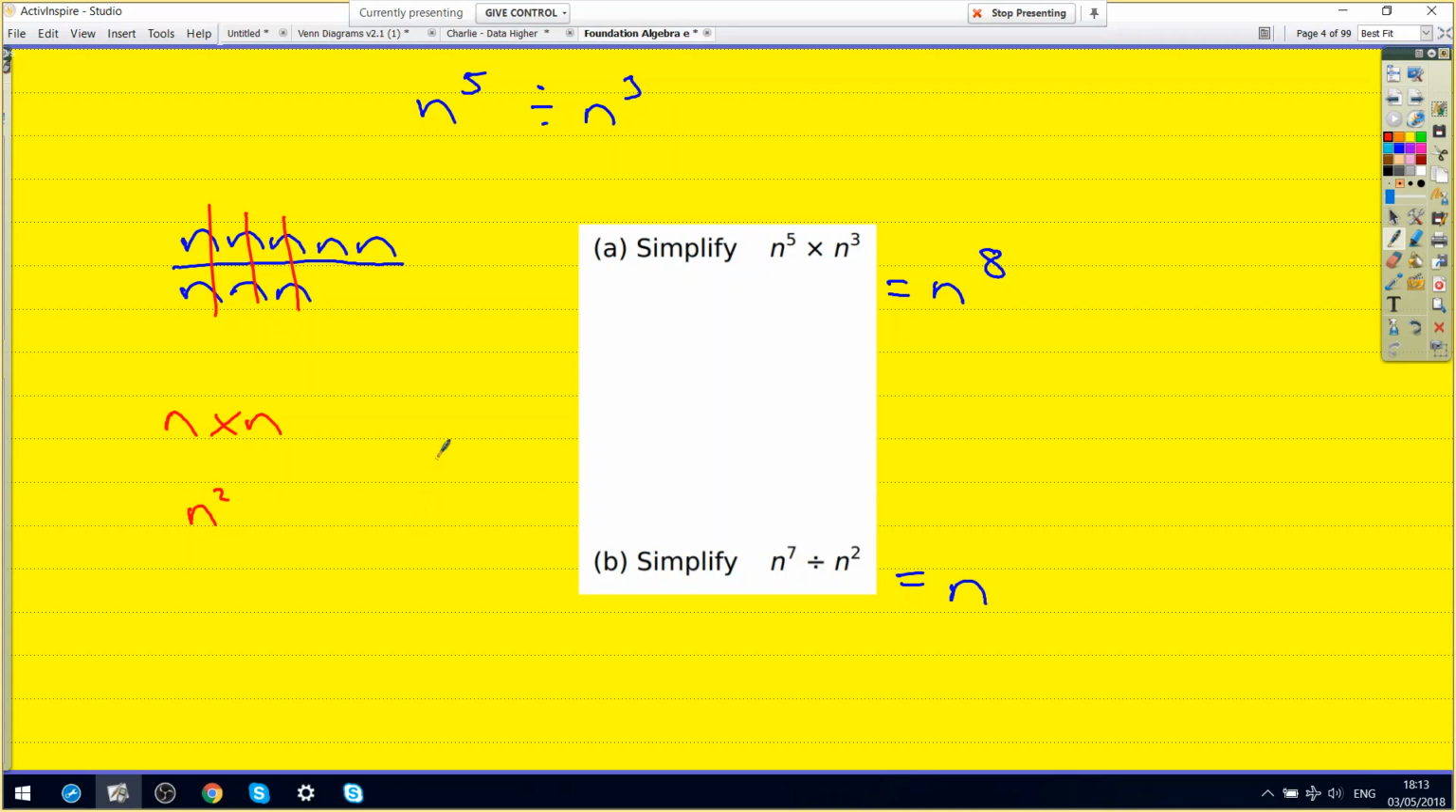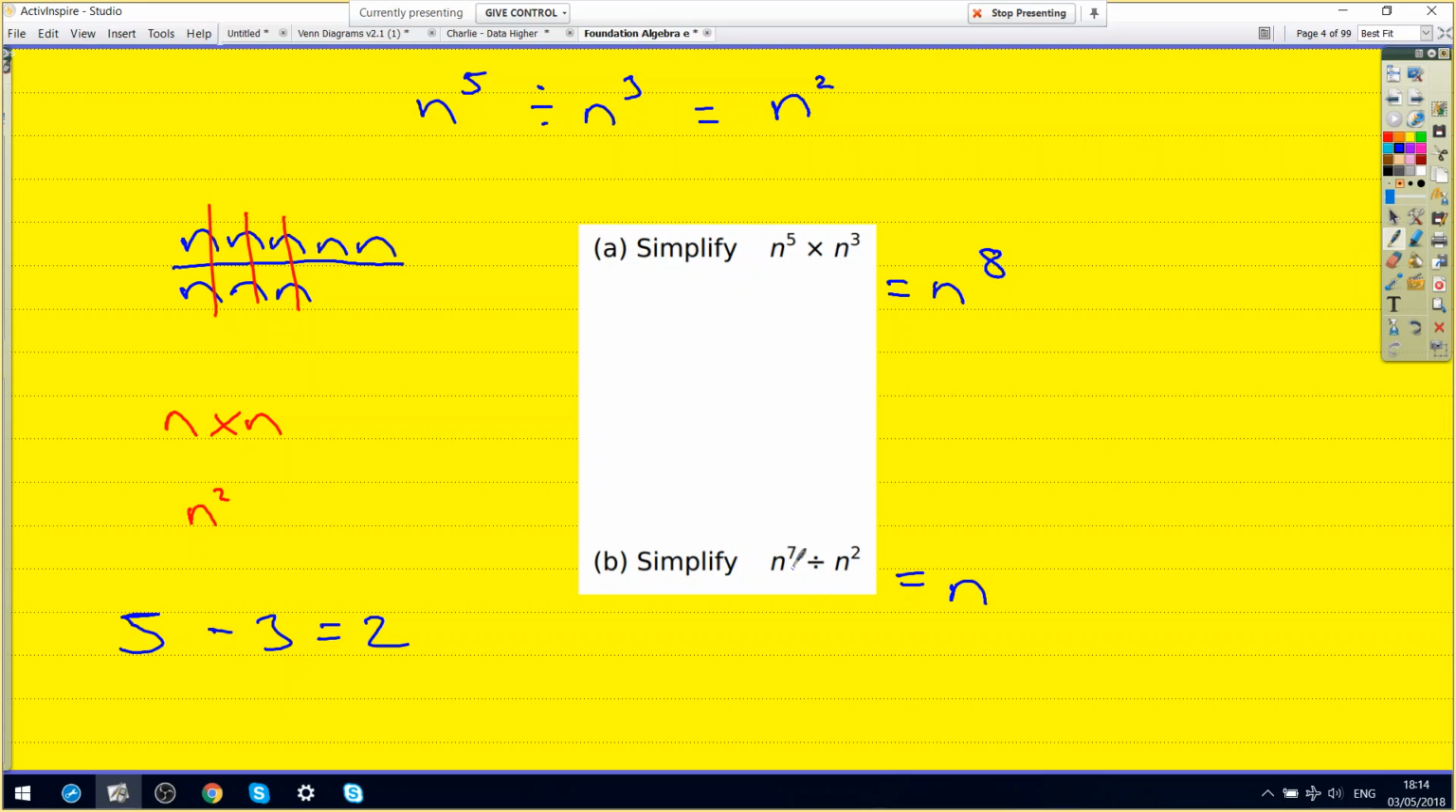What is the quick way of going from having 5 and 3 to just 2? Put a minus there. That's it. And so that's how you do it. So if you're multiplying them, you add them. If you're dividing them, you subtract them.